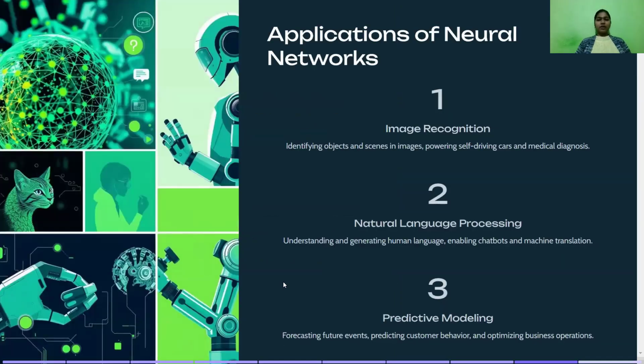Application of neural network. First, image recognition, identifying objects and scenes in images, powering self-driving cars and medical diagnosis. Second, natural language processing, understanding and generating human language, enabling chatbots and machine translation. Third, predictive modeling, forecasting future events, predicting customer behavior and optimizing business operations.